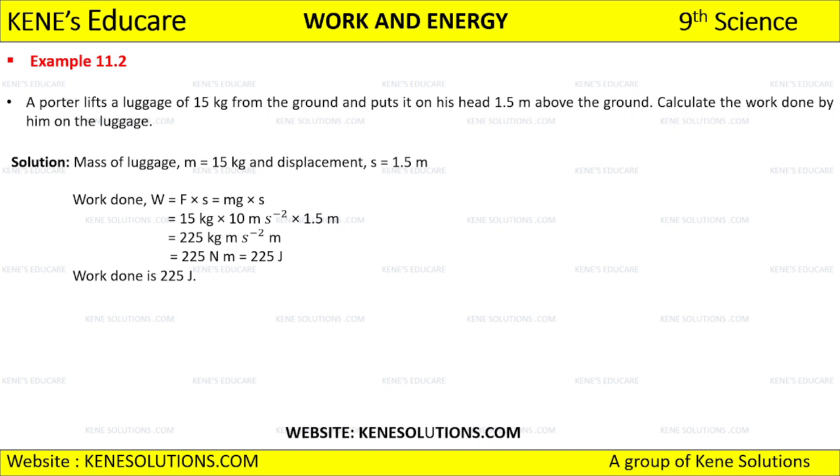If you know the formula, you can easily solve it. And you need to make sure that you're writing the proper unit once you calculate the answer. As you can see, it has been stated at the end that work done is 225 joule. So either you can write joule or you can write newton meter.